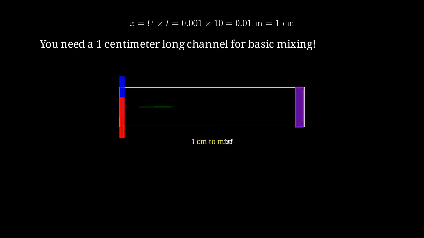We want compact devices. This diagram shows the problem. Blue and red fluids enter side by side. They flow as parallel streams for a very long distance. Only at the end, after 1 centimeter, do they become reasonably mixed.